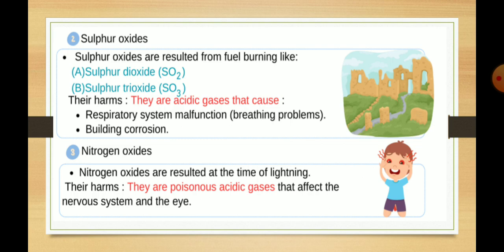Sulfur oxides result from fuel burning, like sulfur dioxide and sulfur trioxide, and they are acidic gases that cause respiratory system malfunction or breathing problems and building corrosion. Number three, nitrogen oxides result at the time of lightning. Their harms are that they are poisonous acidic gases that affect the nervous system and the eye.